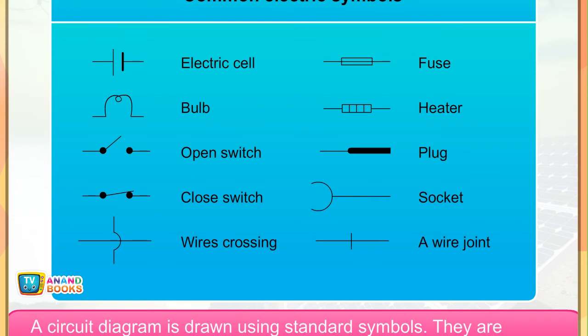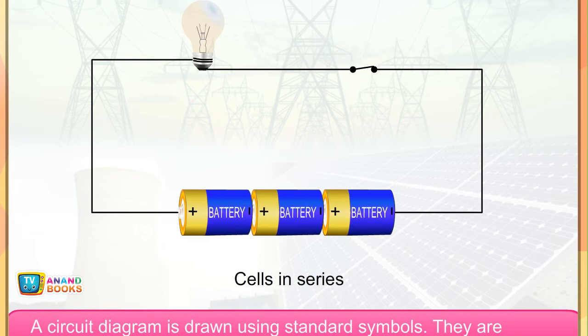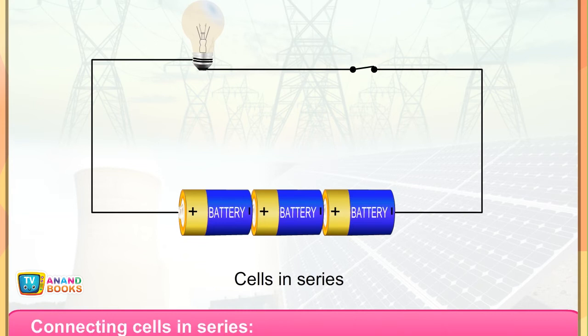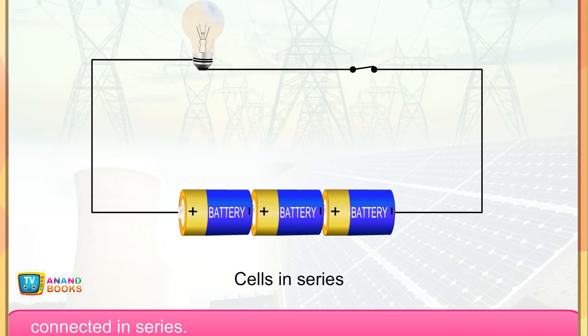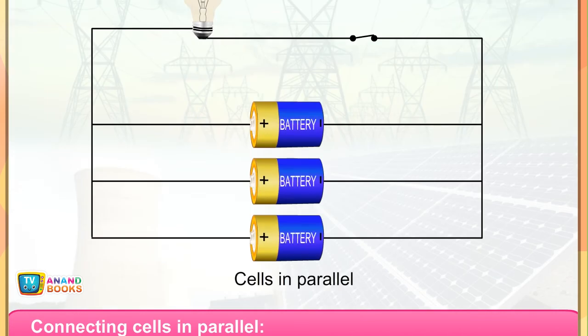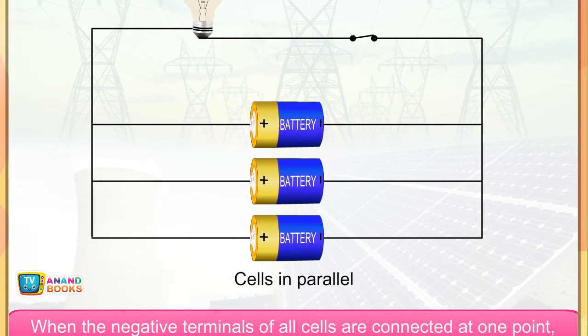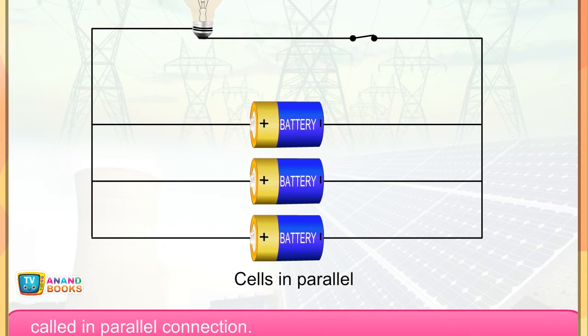They are connecting cells in series, when the negative terminal of a cell is connected to the positive terminal of the other cell, and we go on connecting other cells this way. Connecting cells in parallel: when the negative terminals of the cells are connected at one point and the positive terminals of all cells to another point, the cells are called to be in parallel connection.